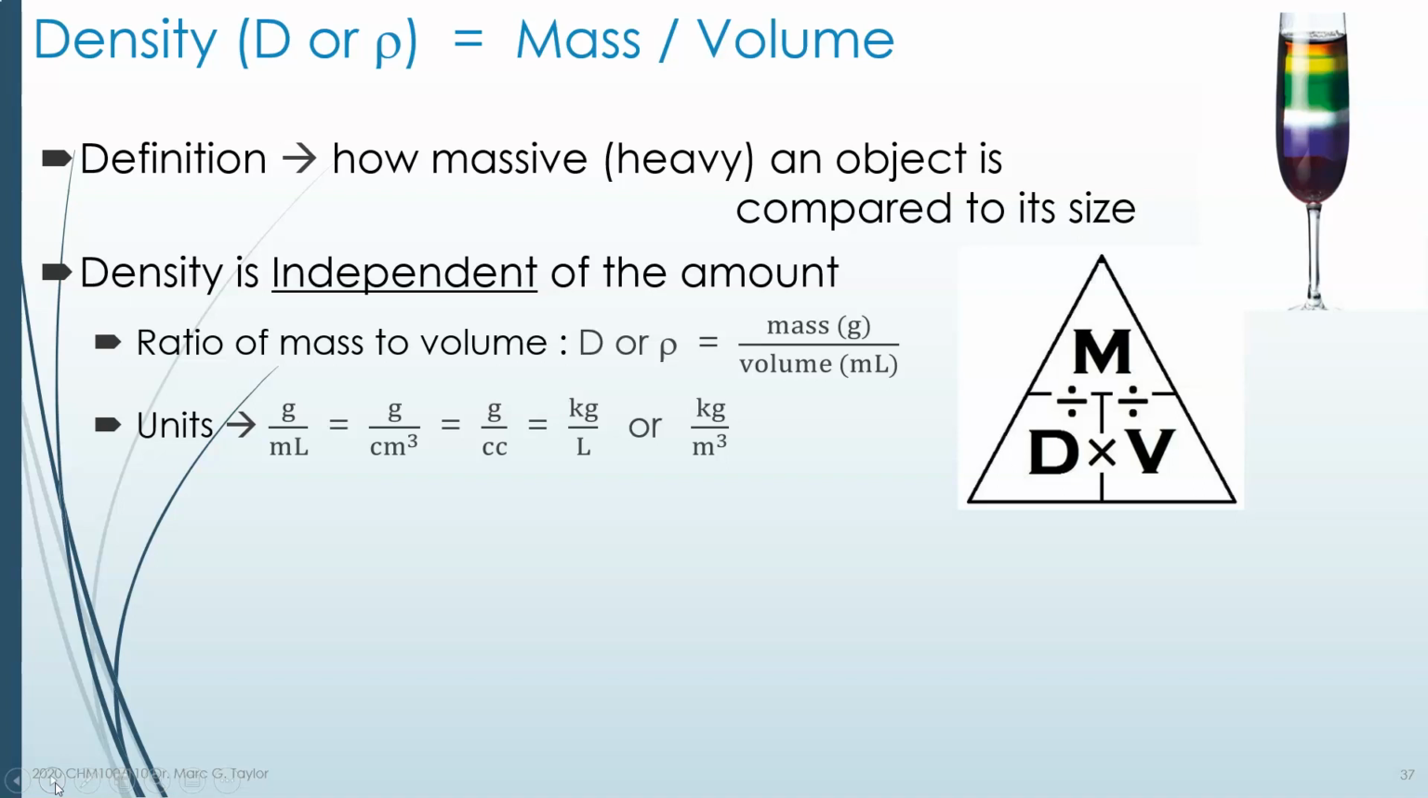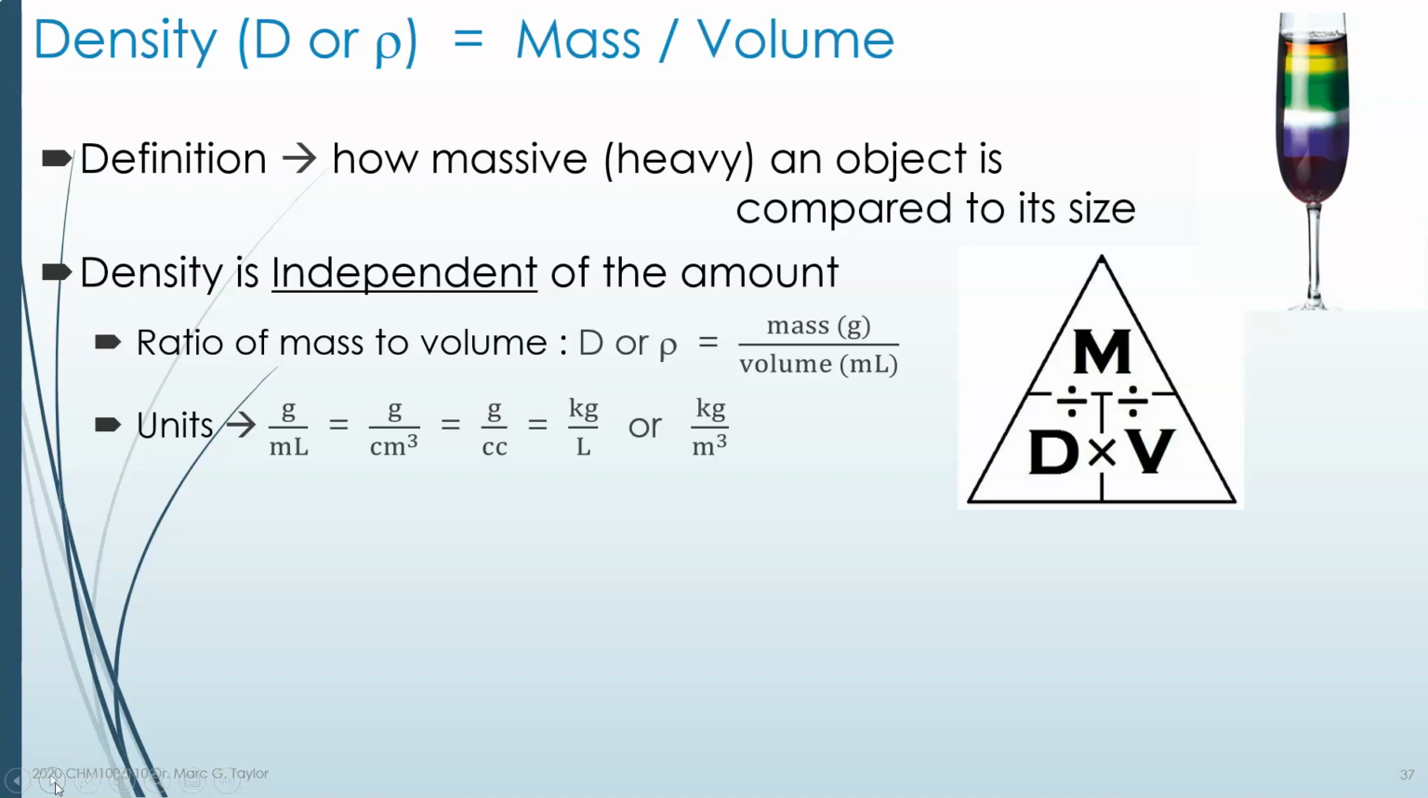And in fact, they're also equal to the ratio of kilograms per liter, because a kilogram is 1,000 times a gram and a liter is 1,000 times a milliliter. Therefore, the ratio remains the same. So kilogram per liter is also the same ratio as grams per milliliter.